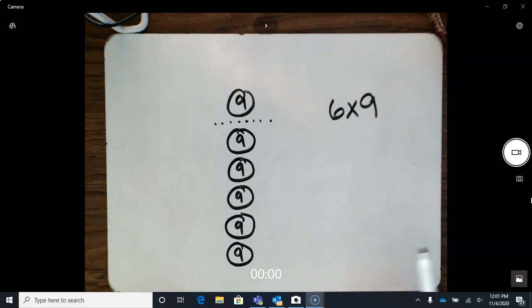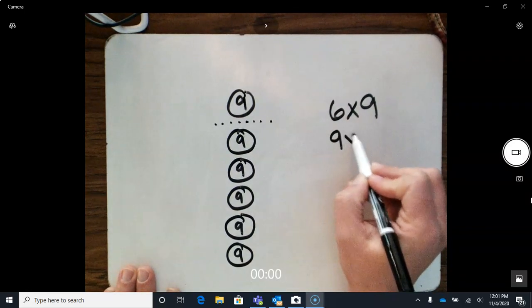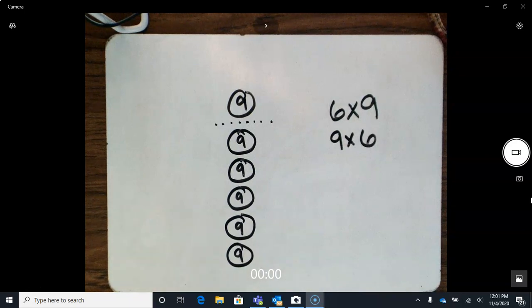Write the related fact to that also underneath of it. Yes, good. Using the commutative property, 9 times 6. Good job.